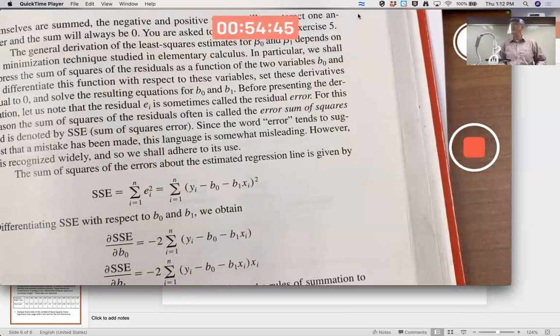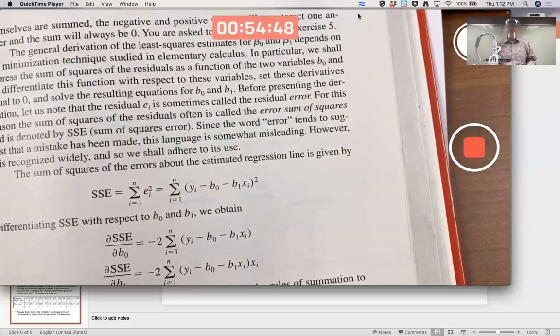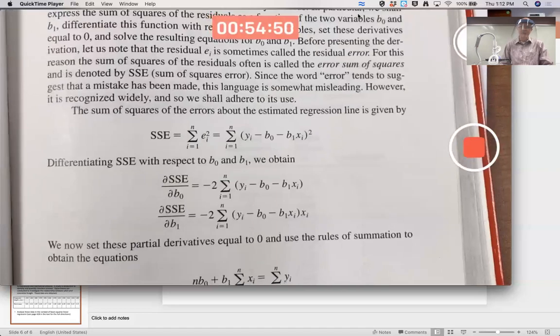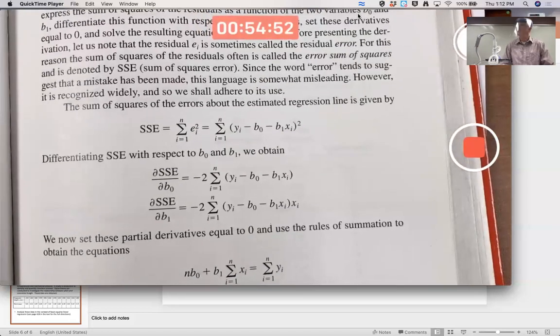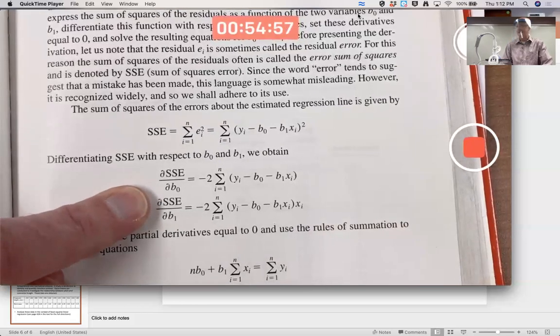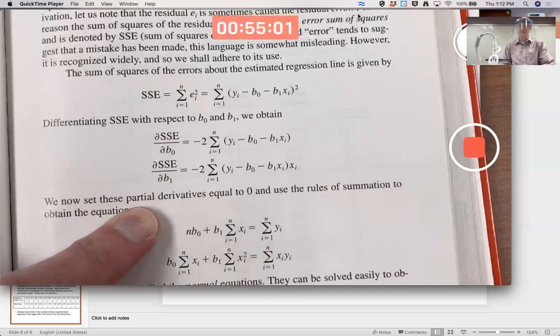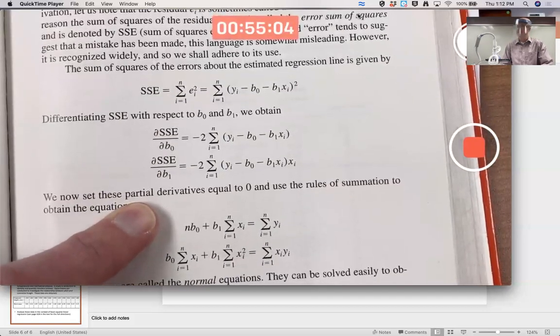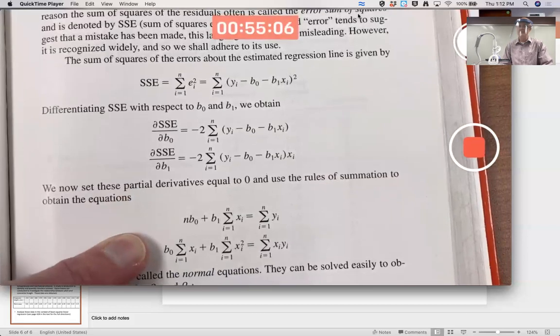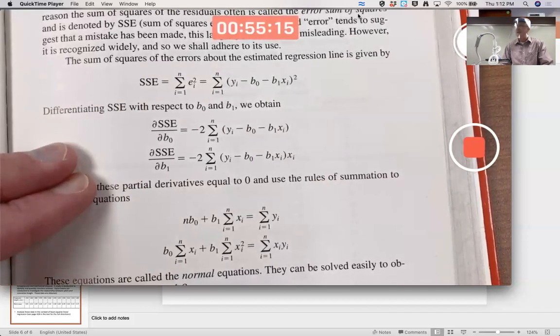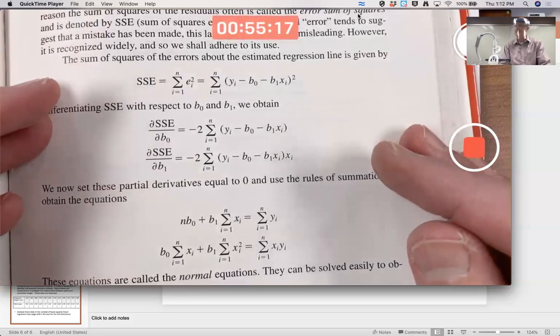We will talk about the derivation of this next Tuesday, but the derivation involves calculus, partial derivatives even, and setting those partial derivatives equal to 0 and writing a system of equations to solve for the unknown intercept b0 and the unknown slope b1. What in the world's going on here? Again, I'm not going to go through the details today. We'll save that for next Tuesday.